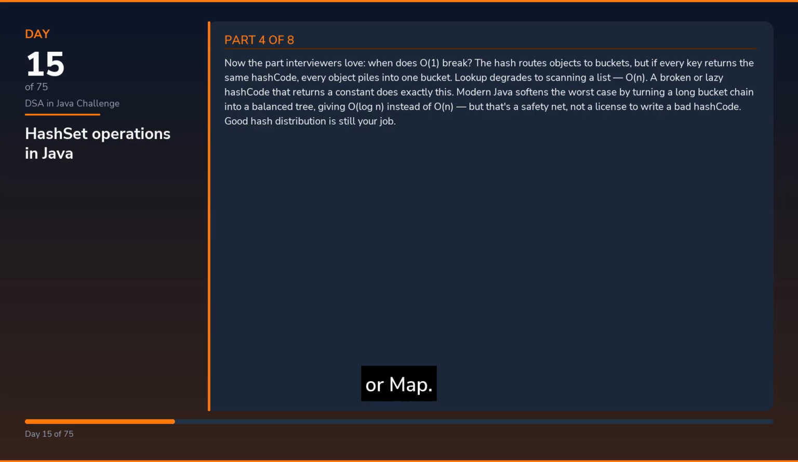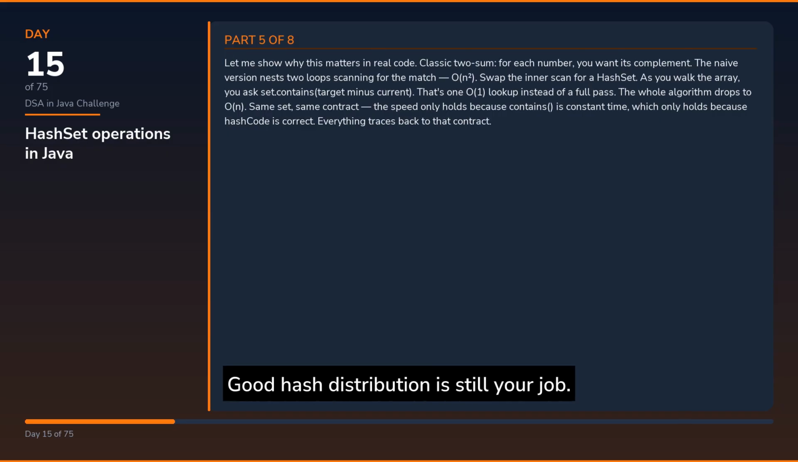Modern Java softens the worst case by turning a long bucket chain into a balanced tree, giving O(log n) instead of O(n). But that's a safety net, not a license to write a bad hashCode. Good hash distribution is still your job.